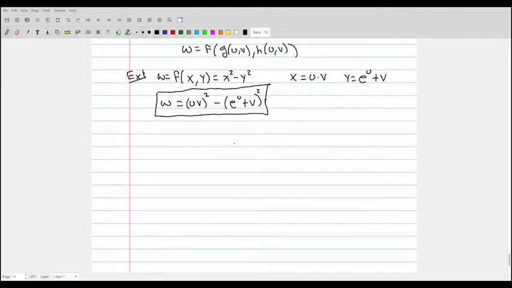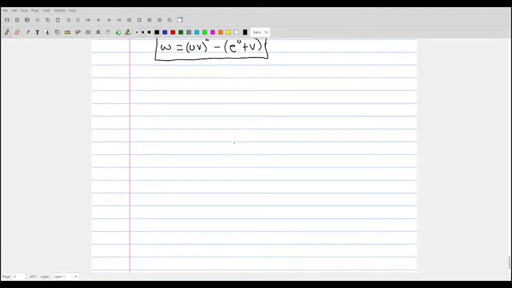In general, one of the things that you want to use when you're dealing with compositions of multivariable functions like this is what's called the tree of dependence, also sometimes called the chain of dependence. And this just gives you an idea of how everything depends on everything else.